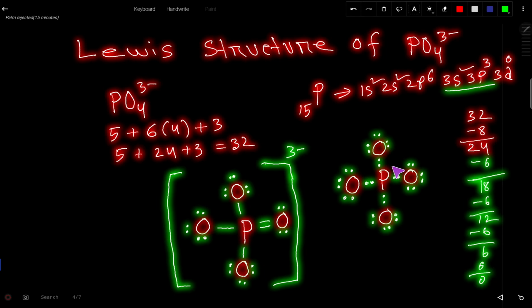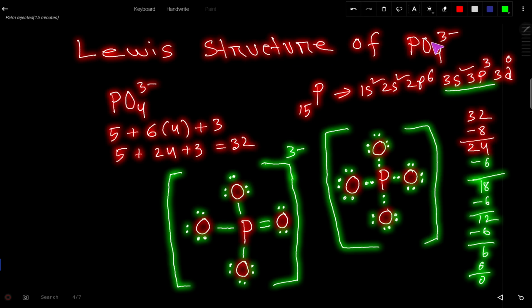So look, this phosphorus has 2, 4, 6, 8, right? And this oxygen also has 8, and this oxygen also has 8. Actually this is the Lewis structure of phosphate, but at last you have to place the charge 3 minus. But this is an unstable structure, right?